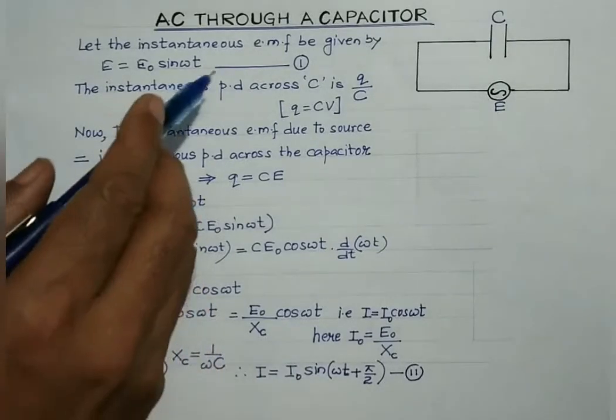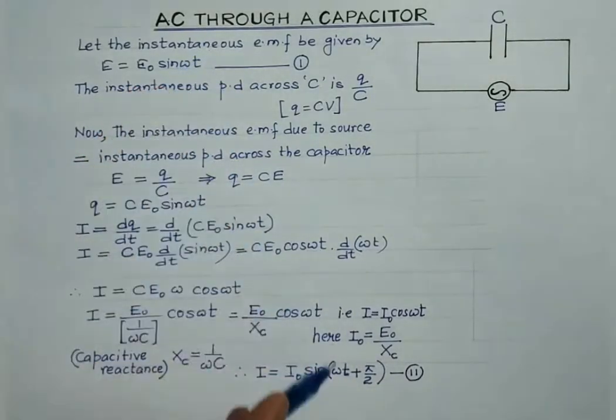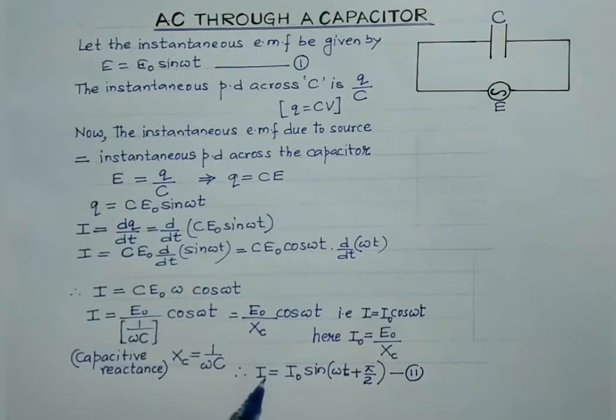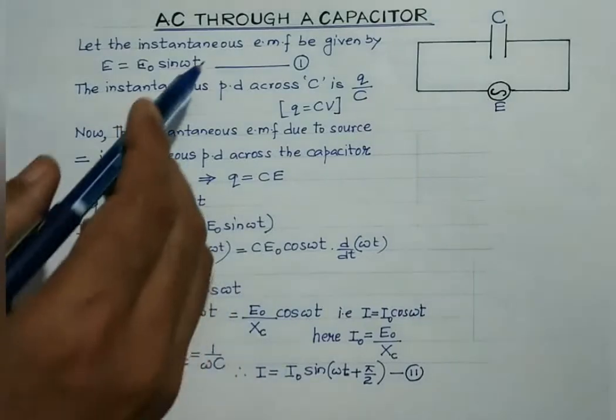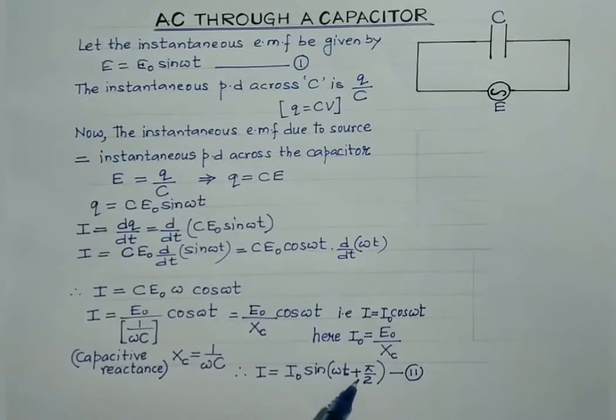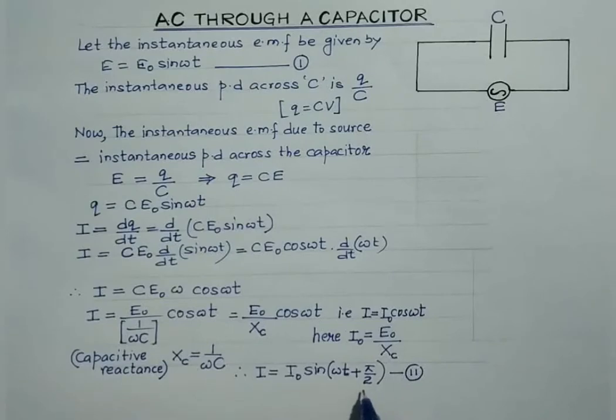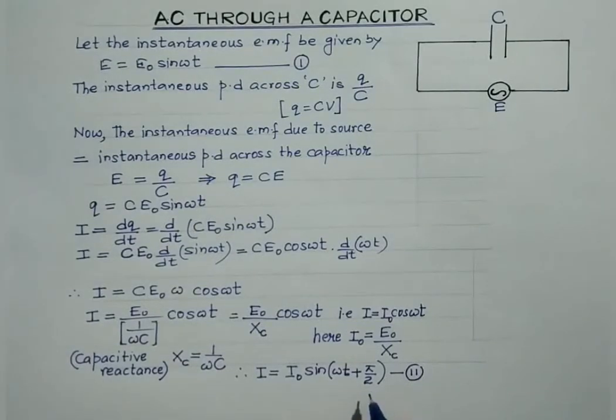Now it will be very simple to compare these two equations so as to get the phase relationship between the instantaneous alternating EMF and the instantaneous alternating current. From 1 and 2, it's pretty evident that in the case of an AC circuit consisting of a capacitor, the current leads the EMF by a phase angle of pi by 2. So that's the phase angle between EMF and the current, which is plus pi by 2. The current leads the EMF by a phase angle of pi by 2.